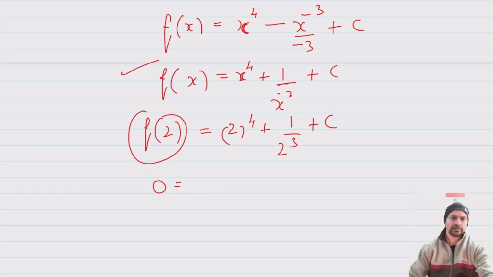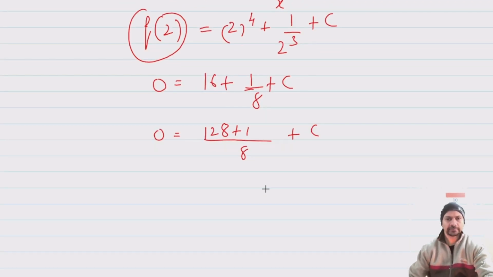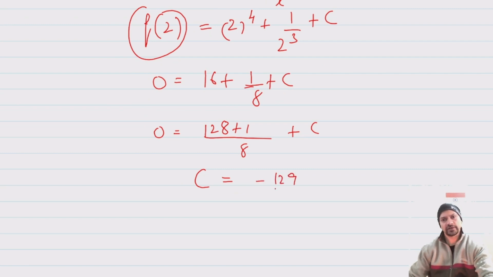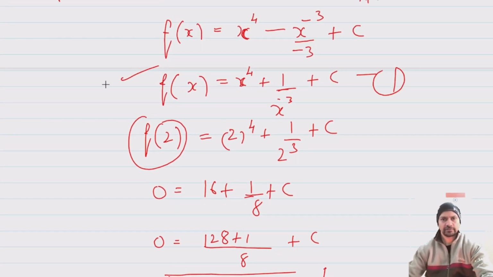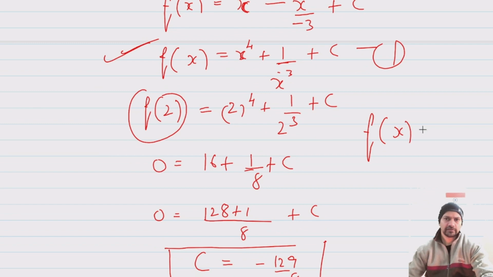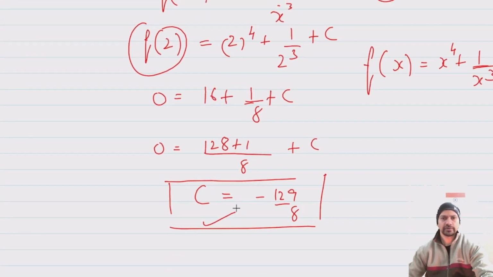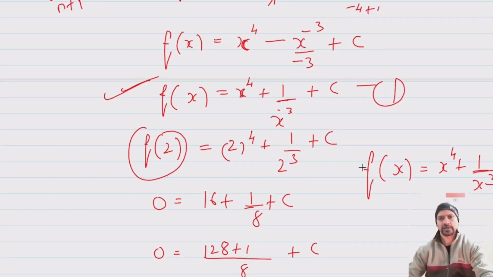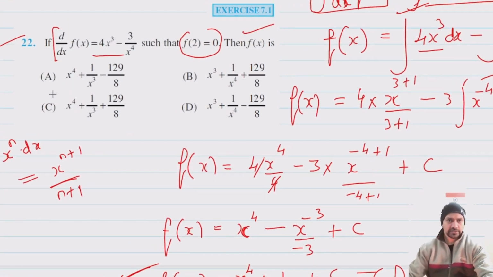And f of 2 is 0. 2 raised to the power 4 is 16, plus 1 by 8, plus c. So 0 is equal to, with 8 as the LCM, 8 sixes are 48, 128 plus 1, plus c. This gives us c as negative 129 by 8. If you replace this value in our first equation, that is f of x, it gives us f of x is x raised to the power 4 plus 1 upon x cubed, and c is negative 129 by 8. This was our function. And if we try to match it, it matches with option A. So option A is the correct one.